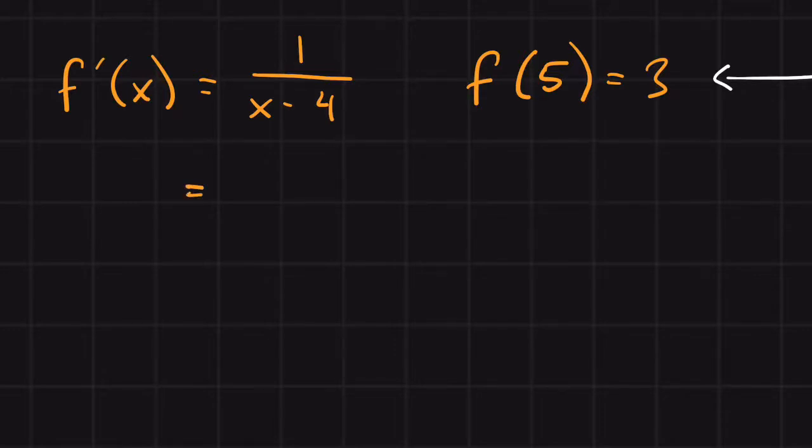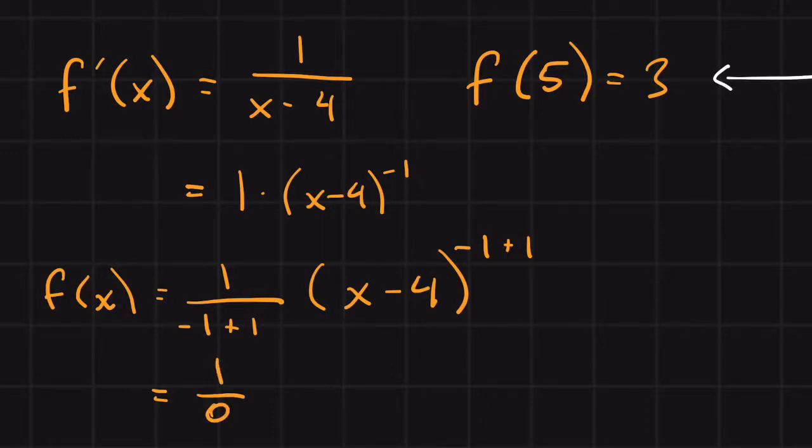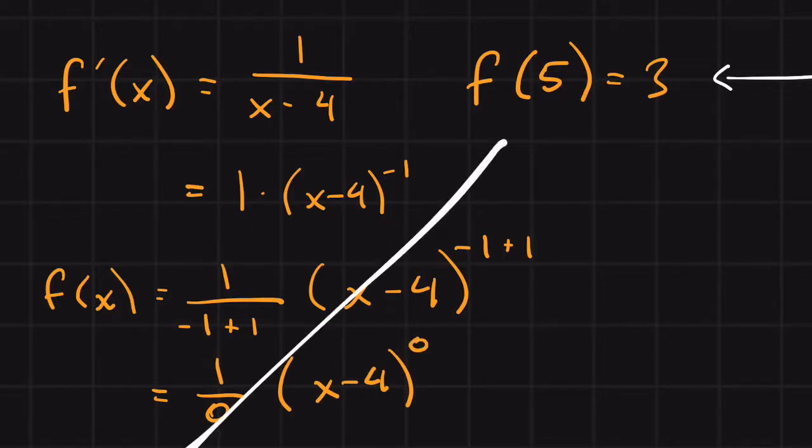I'm going to rewrite f prime of x as 1 times x minus 4 to the negative 1 power. Using the power rule for antiderivatives, we would have 1 divided by the original exponent of negative 1 plus 1, multiplied with your base, x minus 4, raised to the negative 1 plus 1. But wait a minute, there are some problems here. This would simplify to 1 divided by 0, which would be an undefined answer, and then the parentheses, x minus 4, would have a 0 exponent. That means we did something wrong.